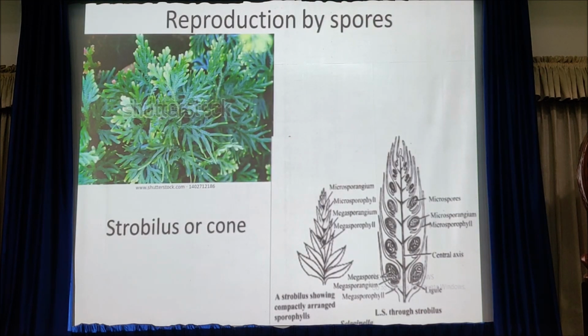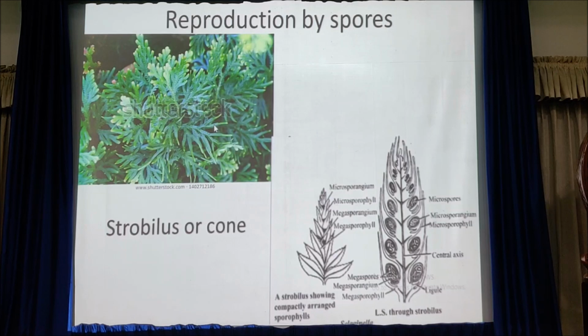Next, reproduction by spores. The reproductive structures seen in Selaginella are known as strobilus or cone, and they develop from the apex of the main stem or branches. Selaginella is heterosporous in nature. It produces two types of spores: large sized megaspores and small sized microspores. The megaspores are formed in megasporangium and microspores in microsporangium.